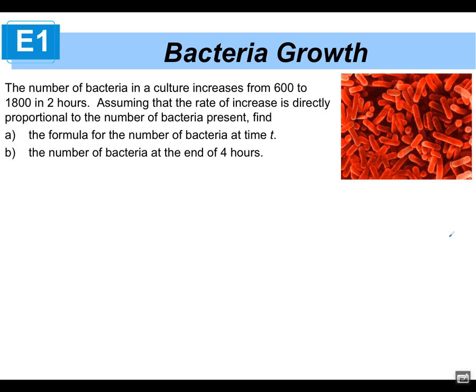Okay, the number of bacteria in a culture increases from 600 to 1,800 in 2 hours, assuming that the rate of increase is directly proportional to the number of bacteria present. Find blah, blah, blah. Okay, first things we need a variable. What variable would you like to use to represent the number of bacteria? B. B, good. B equals bacteria.